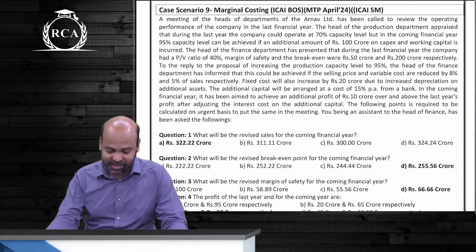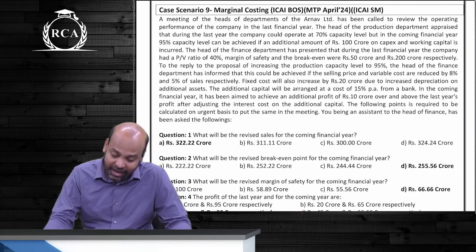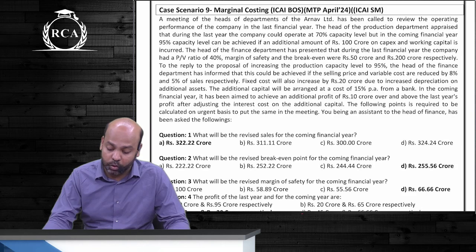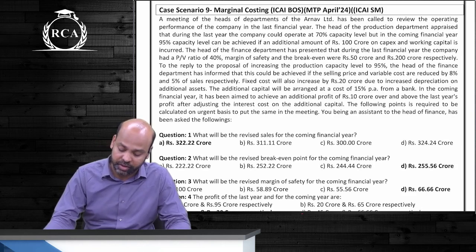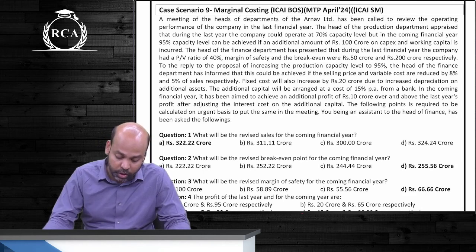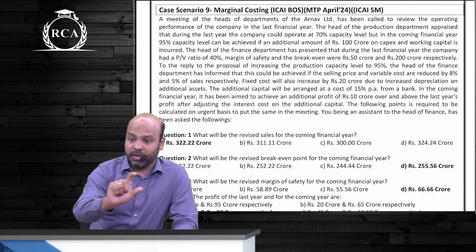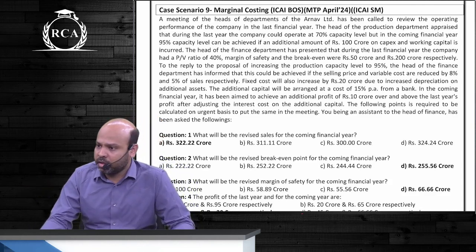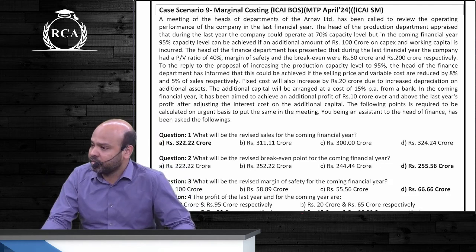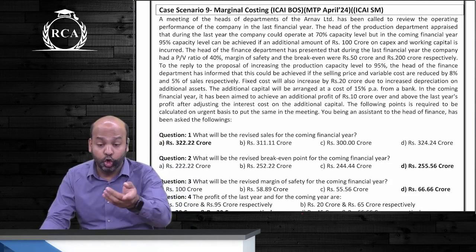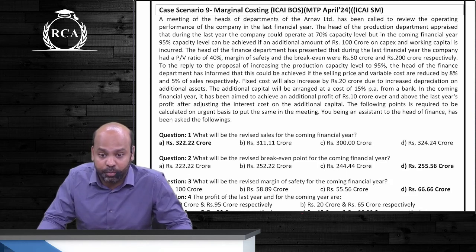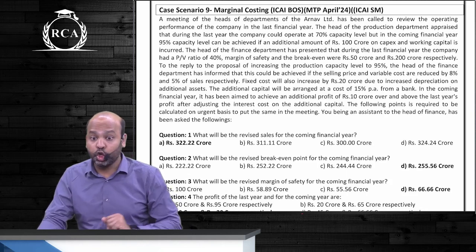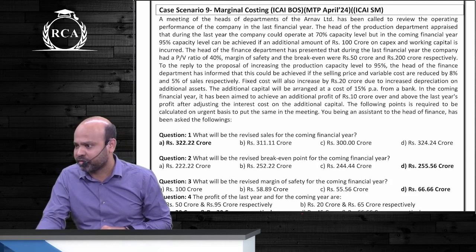Fundamentally very nice, but the head of the finance department has presented that during the last financial year, the company had a PV ratio of 40%. Margin of safety was 50 crores. Break-even sales were 200 crores. We have all the details for the last year, guys. Margin of safety kitna hai? 50 crores. Break-even sales? Don't you know contribution from margin of safety is profit? Don't you know contribution from break-even sales is fixed cost?